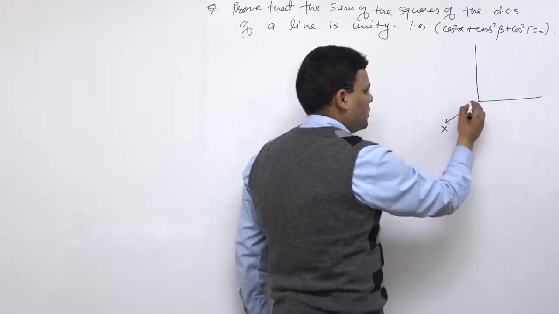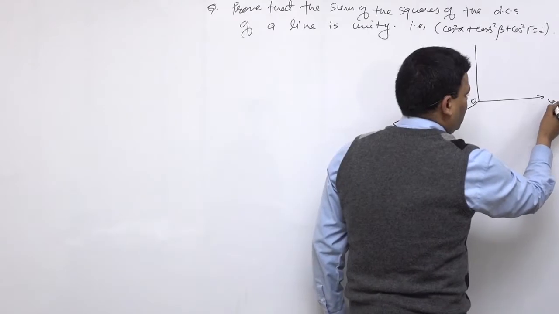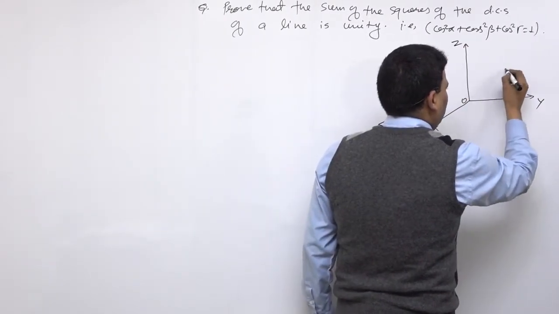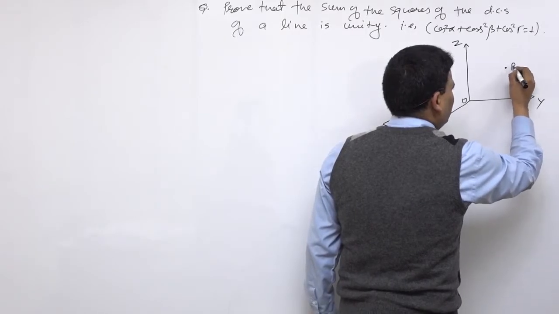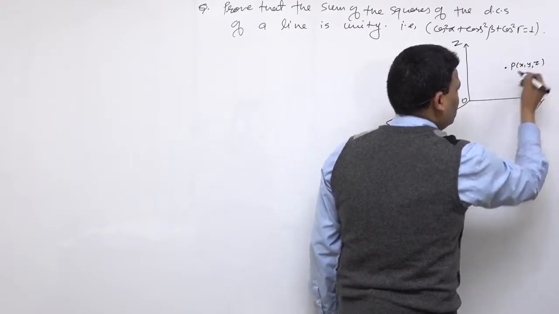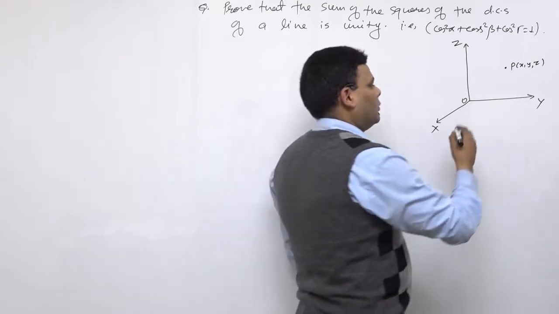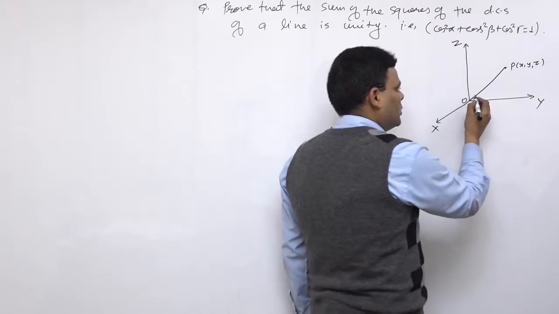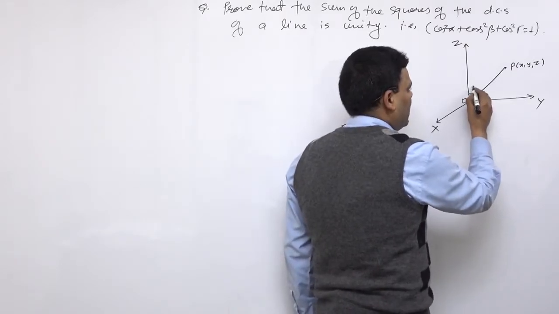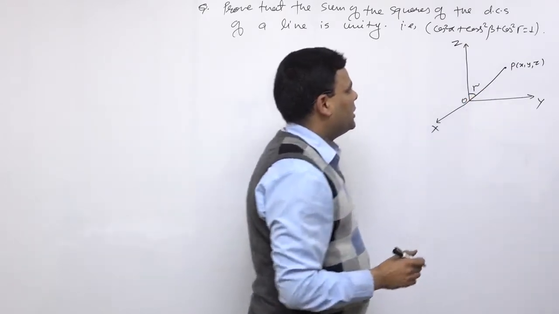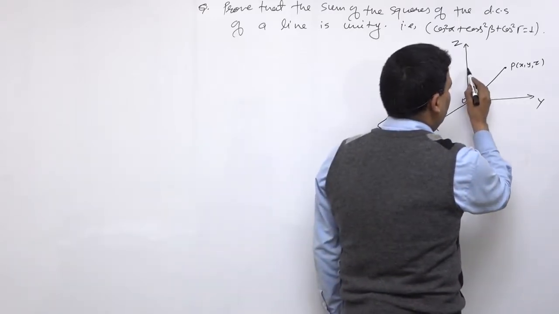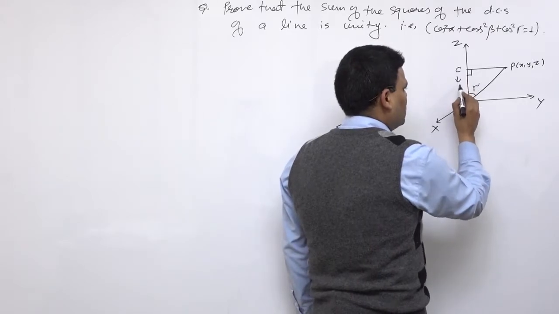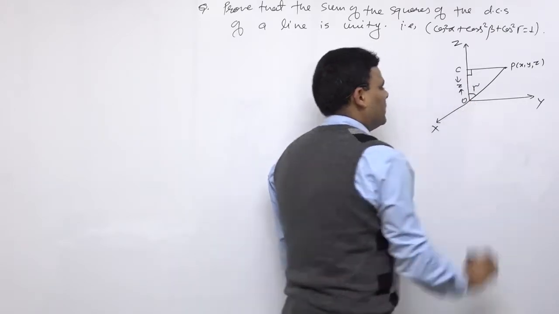First of all we draw three mutually perpendicular lines like the x-axis, OX, OY and OZ. Let P(x, y, z) be any point in space with reference to the rectangular axes. Let O be the origin, and we join OP so that the line OP makes an angle gamma with the z-axis, and we draw PC perpendicular on the z-axis so that OC equals z.